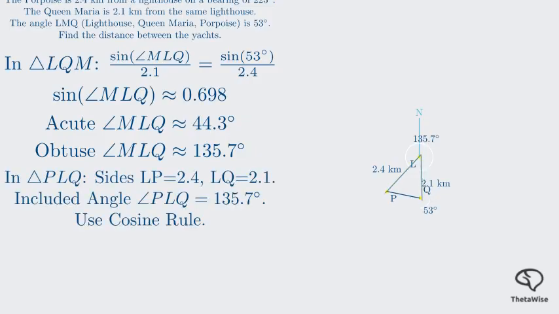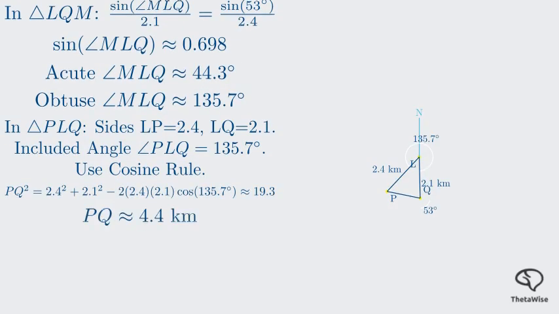We now have triangle PLQ with sides LP 2.4, LQ 2.1, and the included angle PLQ equals 135.7 degrees. This is a SAS case, so we use the cosine rule. PQ² equals LP² plus LQ² minus 2 × LP × LQ × cos PLQ. This gives PQ² ≈ 19.3, so the distance PQ is approximately 4.4 kilometers. This detailed process shows the importance of both diagrams and a systematic approach to solving complex trig problems.